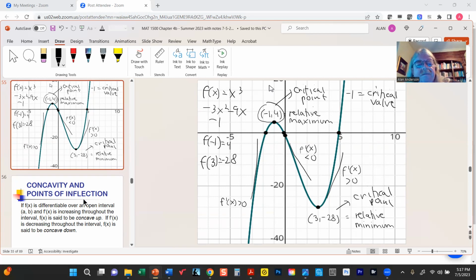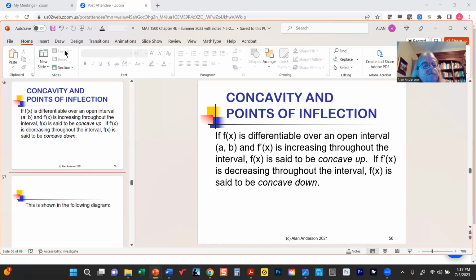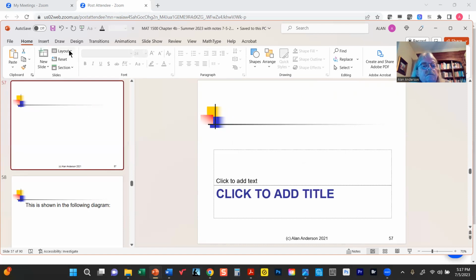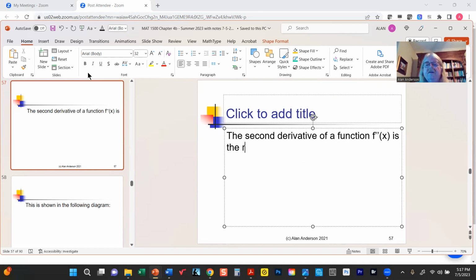All right, now what we're going to be doing here is taking a look at the second derivative. So I just want to quickly remind you that the second derivative of a function, f double prime of x, is the rate of change of the first derivative, f prime of x.